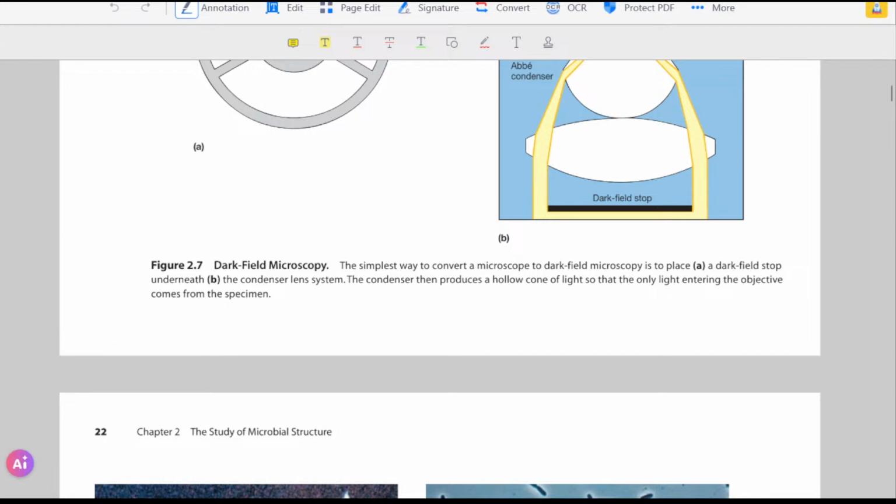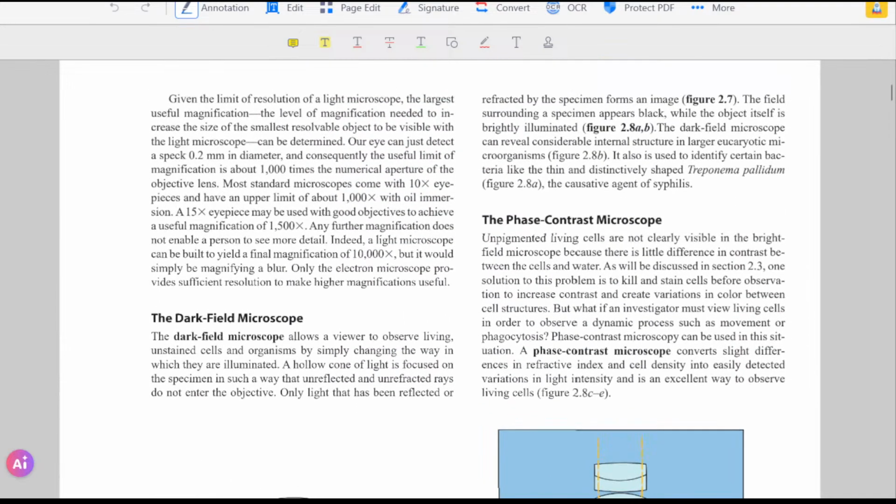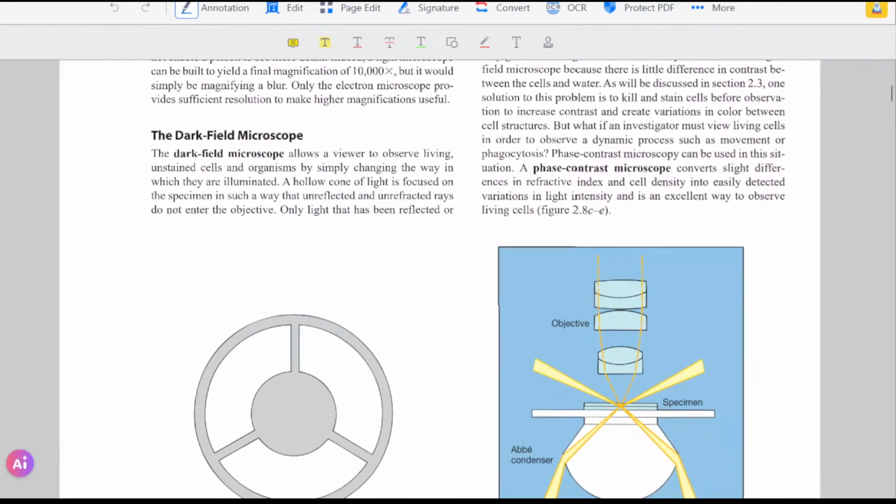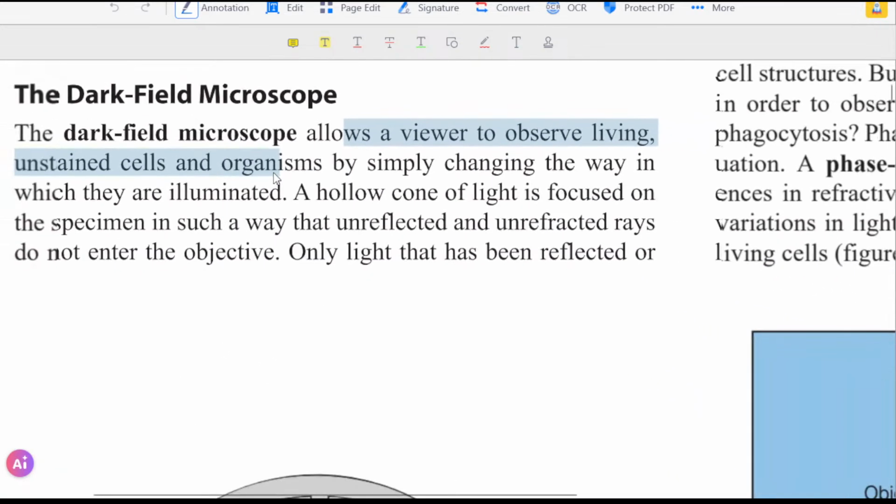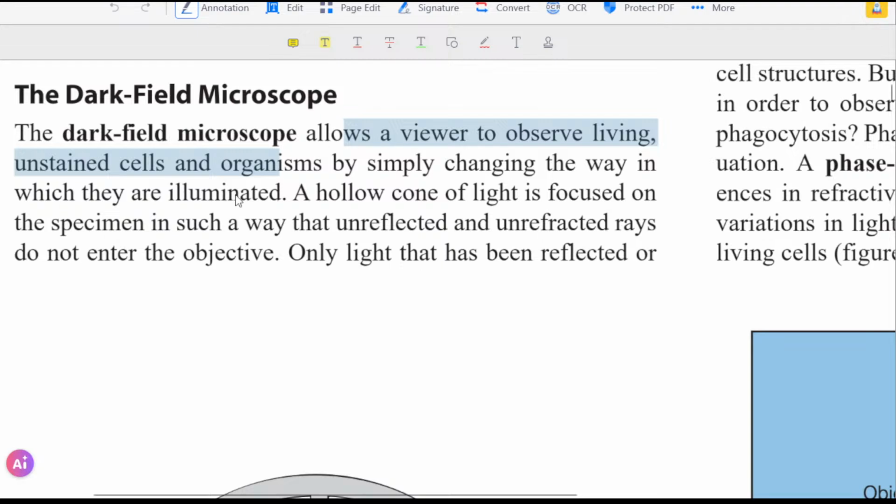Alright, this is dark field microscopy, and we are going to see these microscopes. The dark field microscope allows a viewer to observe a living unstained cell or organism by simply changing the way in which they are illuminated. So they are saying how the illumination works changes how we see them. Unstained, guys, this is a big deal.